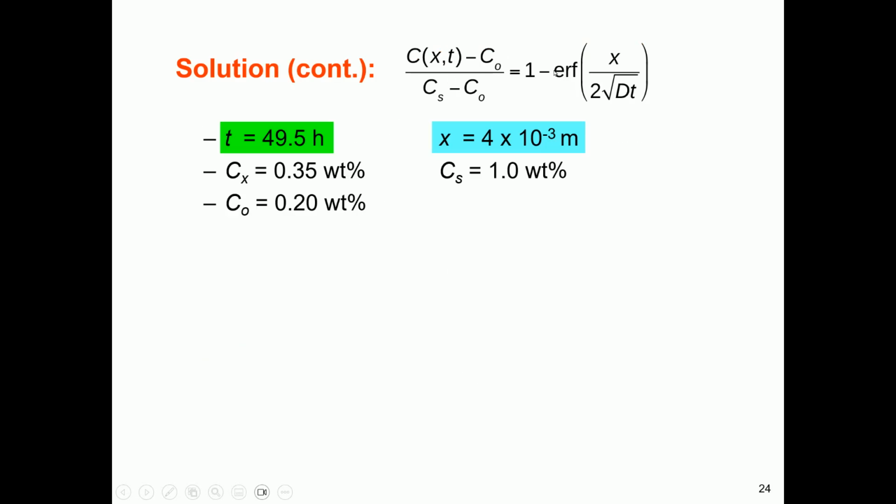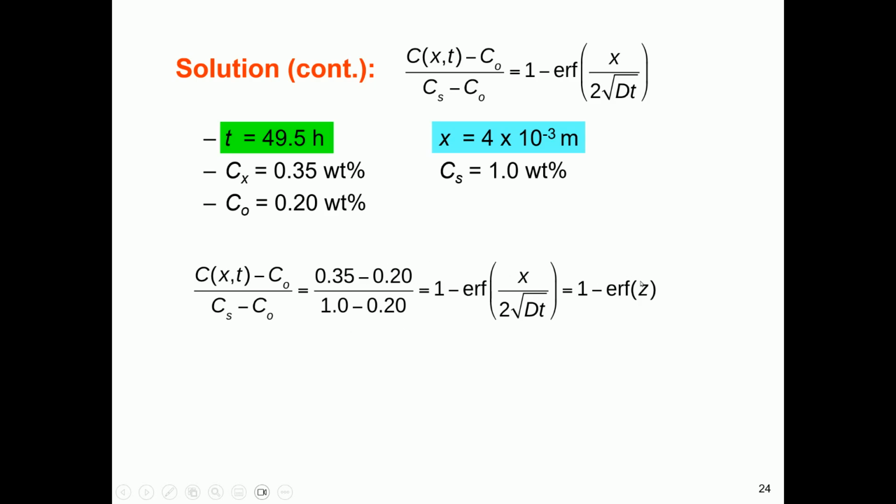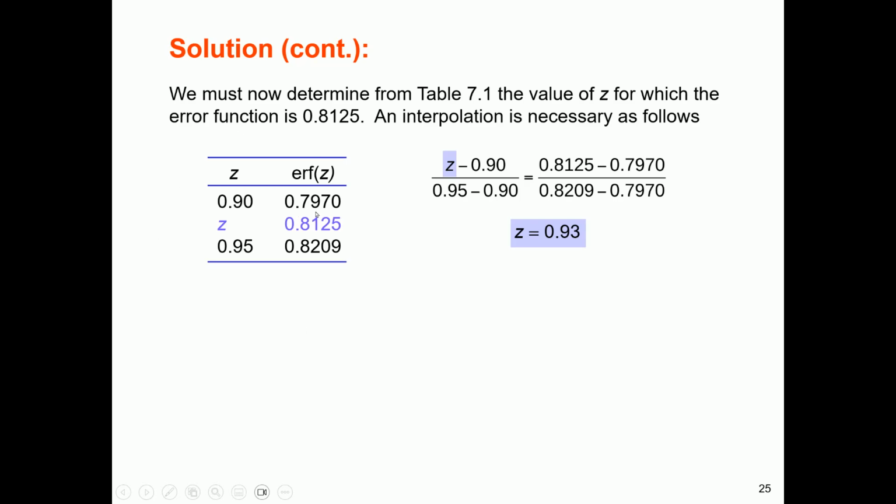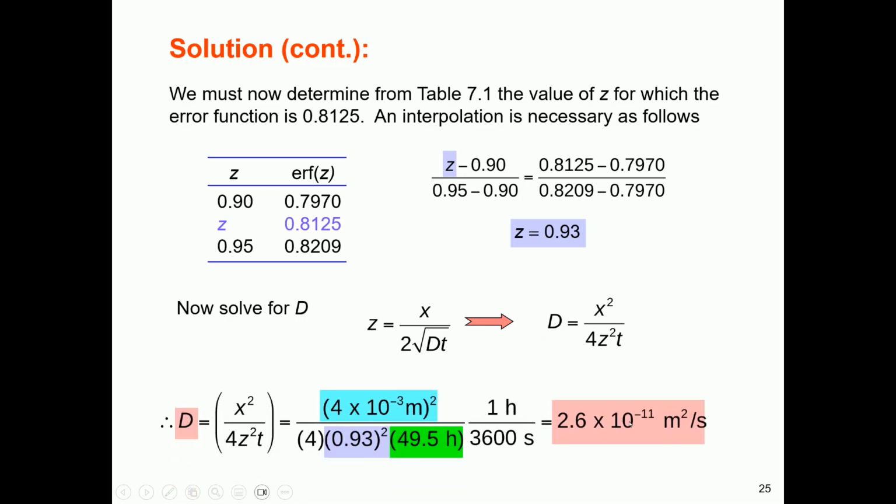But however, please do this. t is 49.5 hours, and Cx, C0 and Cs look like this. After putting these values in, the right-hand side is almost 0.915. In the table, we can do a linear interpolation to obtain this value, and then we can put it here, and finally the diffusion coefficient can be obtained like this.